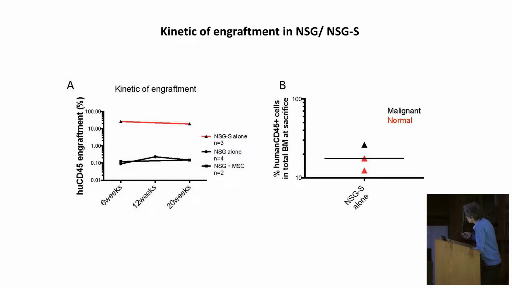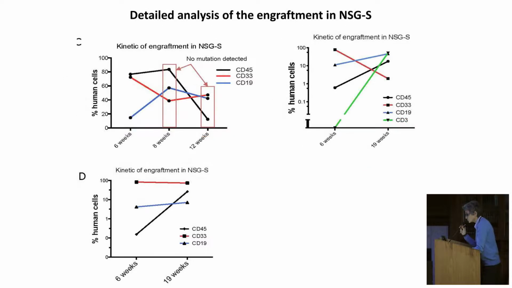So out of the 4 NSGs, we only got 3 engraftments, and out of the 3 engrafted samples, only 1 was engrafted with the myeloid malignant clone. The rest was normal, residual normal stem cells with no mutated engraftment. And I'll show you in more detail what that looked like.